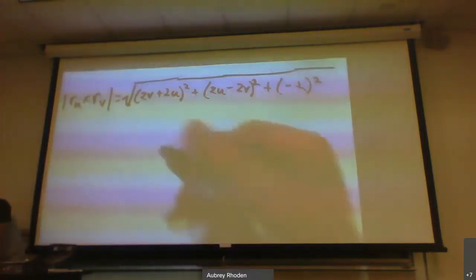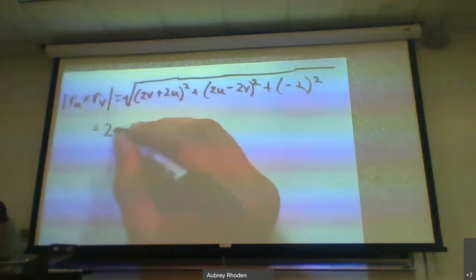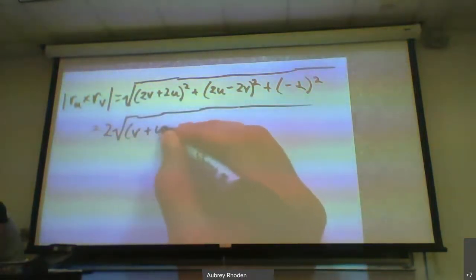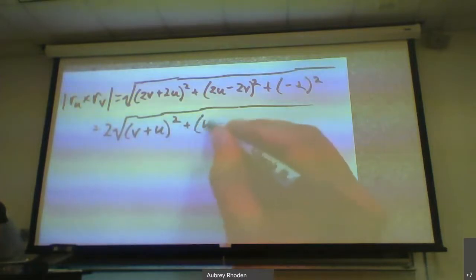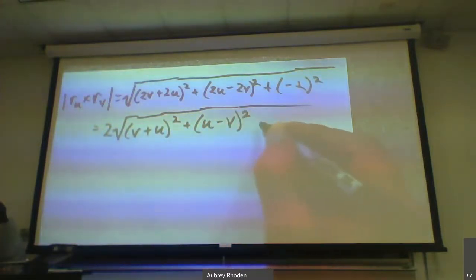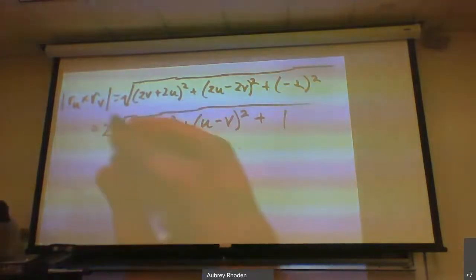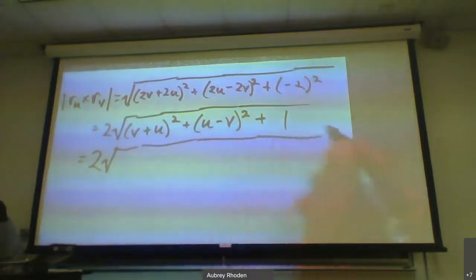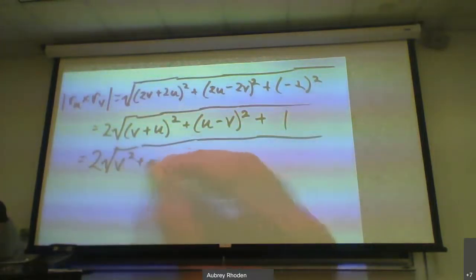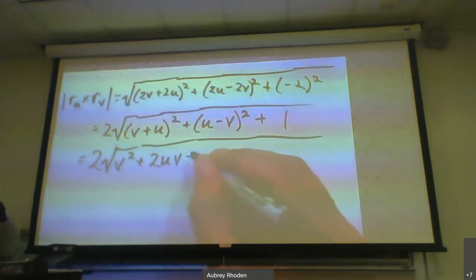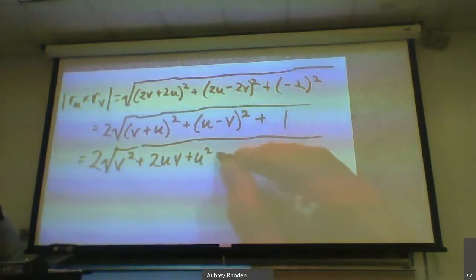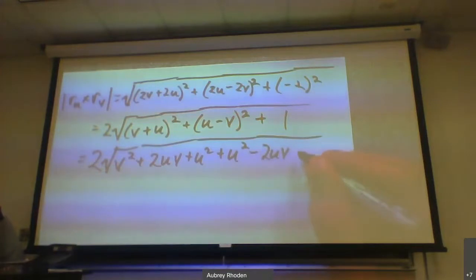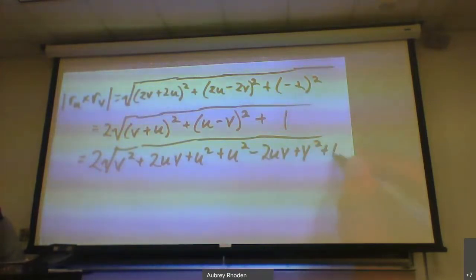And so let's just pull a 2 out of everybody. So that's going to be V plus U squared, U minus V squared, and plus 1. Do a little bit of algebra. That's going to be V squared plus 2UV plus U squared, plus U squared minus 2UV plus V squared, plus 1.